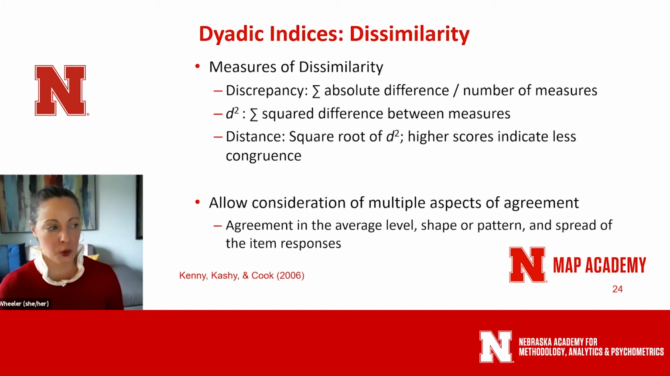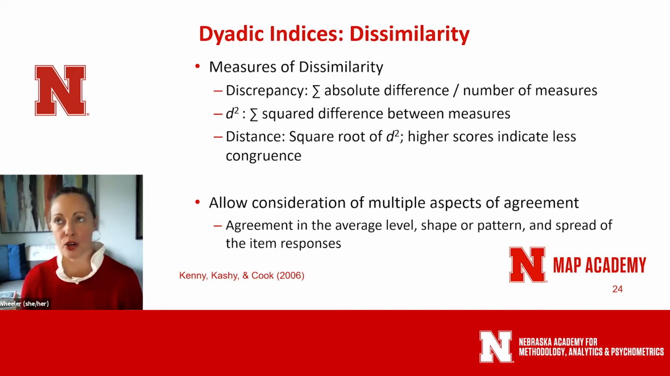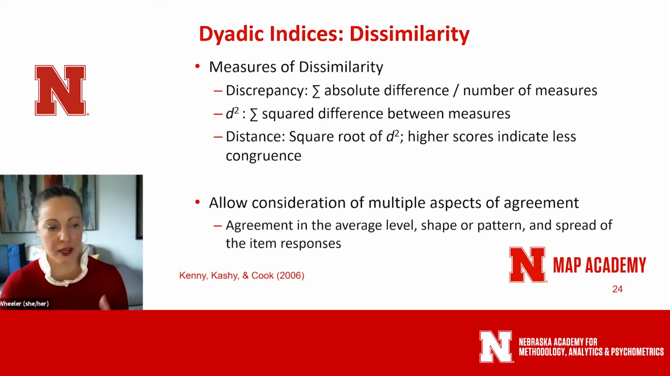There's also the d squared, right? The sum of squared difference between the measures. There's a measure called distance, which is the square root of d squared. So really all of these measures are trying to get different aspects of agreement conceptualized as how different they are, right? So you're trying to understand their agreement or disagreement on the average level of the scores, the shape or pattern of the scores, and also the spread of the item responses.